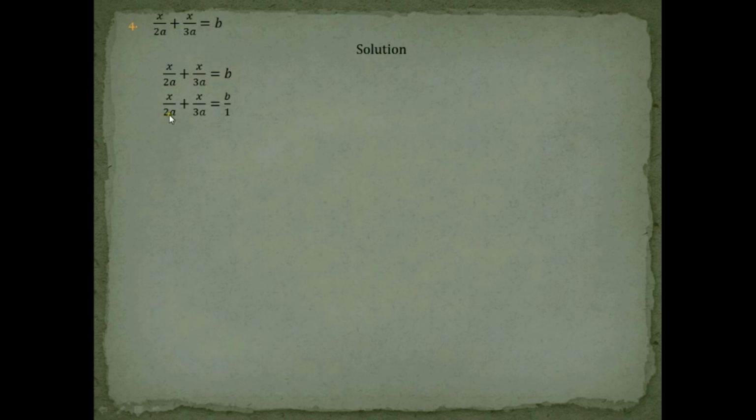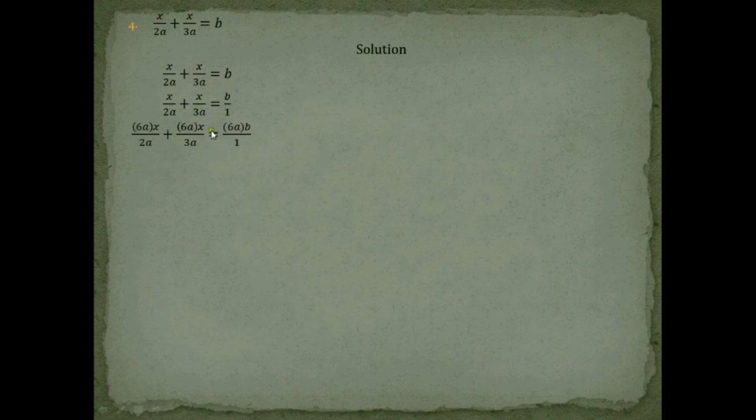And how do we get the LCM of 2a, 3a, and 1? Of course, I know you know that. And what's going to be the LCM? The LCM is going to be 6a. So what do we do with the LCM? We use the LCM 6a to multiply each term.